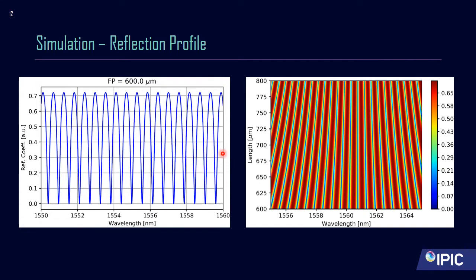So in the case of a Fabry-Perot that's 600 microns long, if we plot that reflection profile against wavelength, this is what we generate. So the maximum peaks represent the wavelengths that can be supported or lased by the laser. Here I'm showing the exact same thing, however I'm showing how it varies with the length of the Fabry-Perot. So as you increase the length of the Fabry-Perot, we get more and more modes.